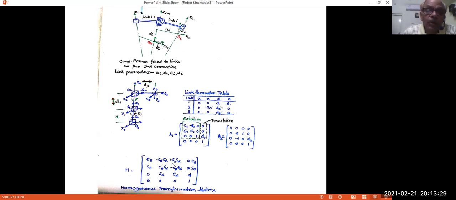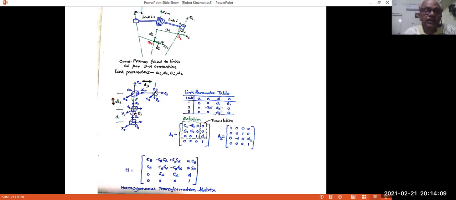C1, minus S1. Again sin alpha, sin 0, because alpha is 0, so this will be 0. Again, A is 0, so both elements are 0. Sin alpha is 0, cos alpha is 1. So this will result in this matrix. I call it A1, which you can call H10. That is what relates this frame to this frame. Similarly, A2 relates this frame to this frame. All you did is take these four parameters, substitute here, and you will get this matrix.